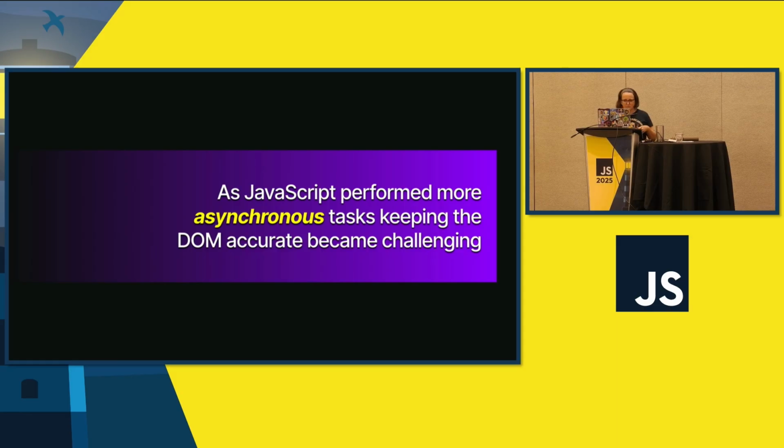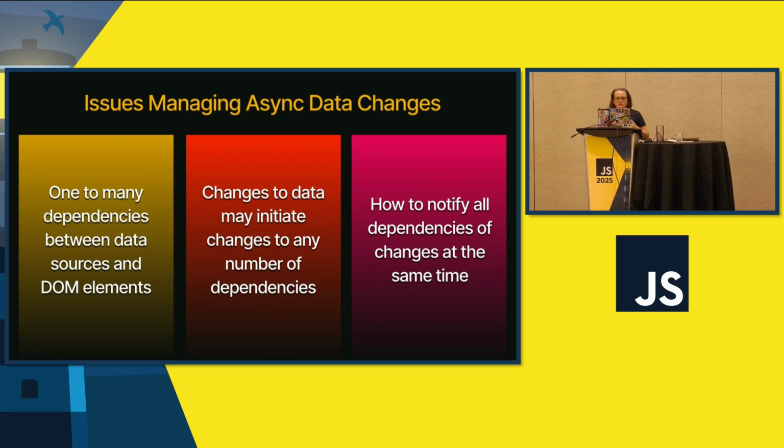But as JavaScript started to perform more asynchronous tasks and trying to manage different parts of the DOM, keeping the state accurate between the DOM became difficult. So we had issues managing our async data changes. We had one-to-many dependencies between data sources and DOM elements. Changes to data may initiate changes to any number of dependencies. So adding something to your cart might also increment a component over here. It might change something over here, right?